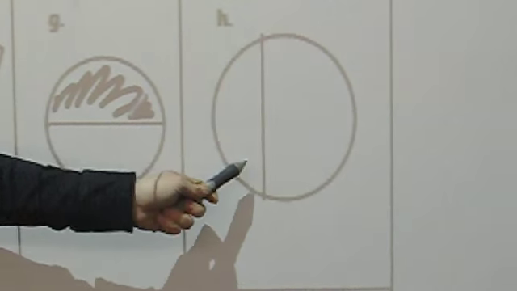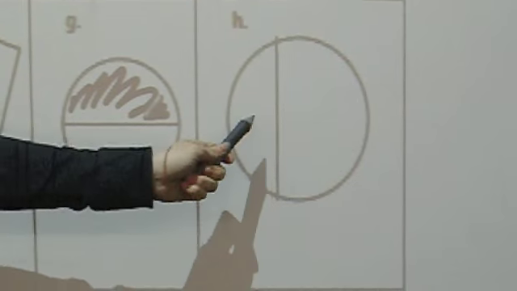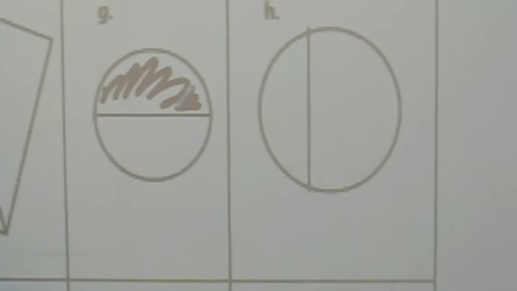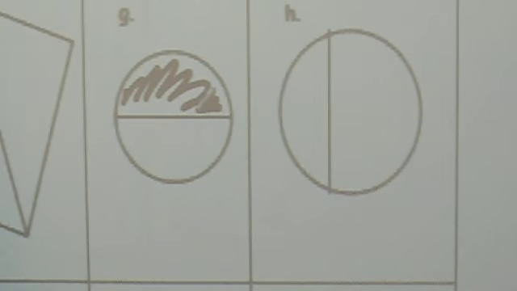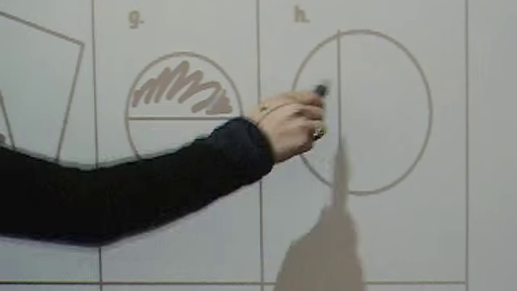Let's look at H. Once again, how many shares are there? 1, 2. Are they equal? Yes or no? No. So we are not going to do anything to H. We're going to leave it blank.